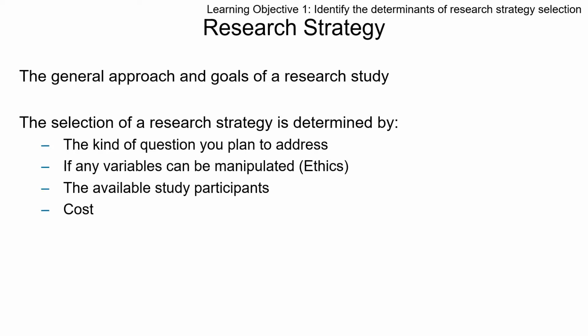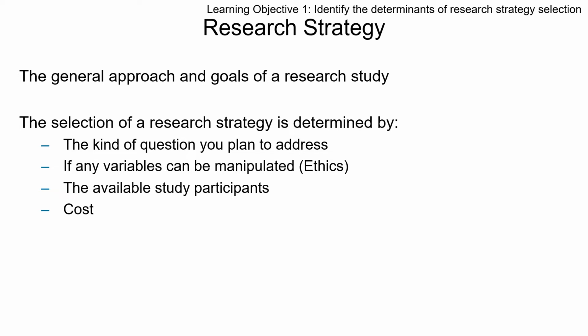So getting right into our first learning objective, which is to identify the determinants of research strategy selection. What determines what research strategy we select? Well, if the general approach and goal of a research study is to determine something, then our selection of research strategy is going to be determined by, first, the kind of question you plan to address.